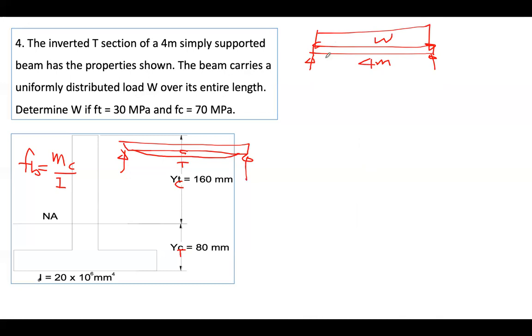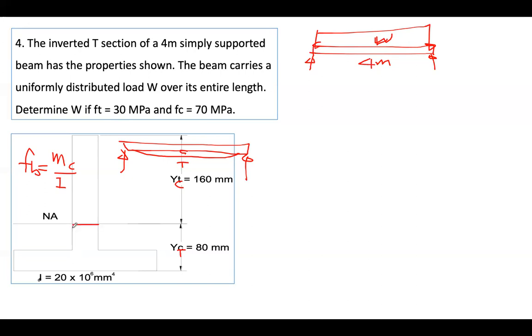Distributed to the entire length. Now we determine W, this W. If FT is 30, FC is 70. What does it mean? The allowable flexural stress at tension side. Ito yung tension side, okay?